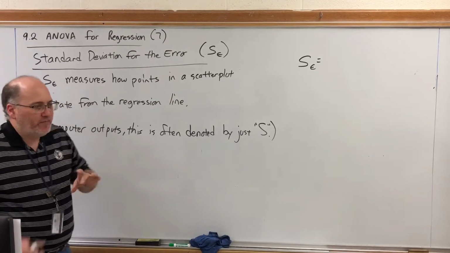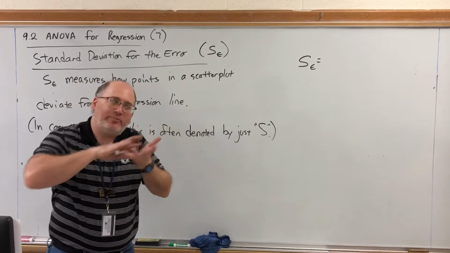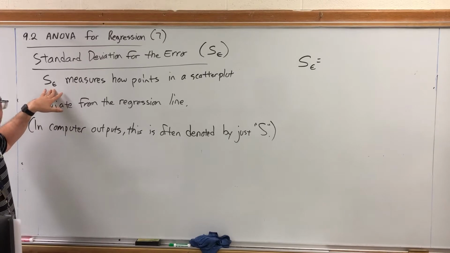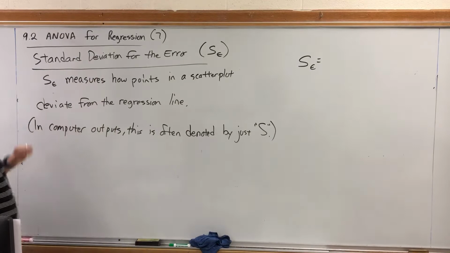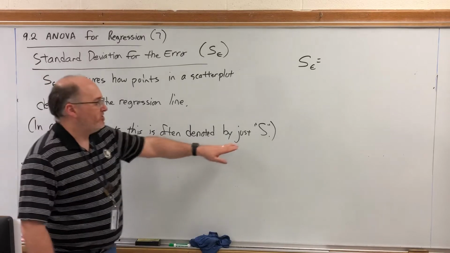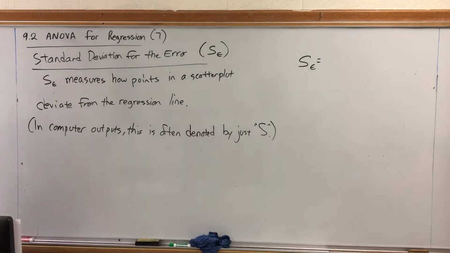So for example, if you have a line of best fit and most of the points hug the line pretty tightly, you should expect the standard deviation for the error to be relatively small. But if they're scattered all over the place, then you would expect this to be larger. In computer outputs, they'll often give you the standard deviation for error, but they'll often just denote it with a capital S.